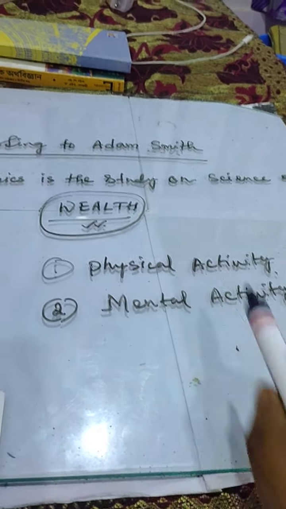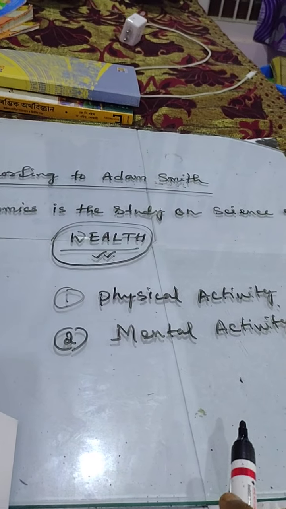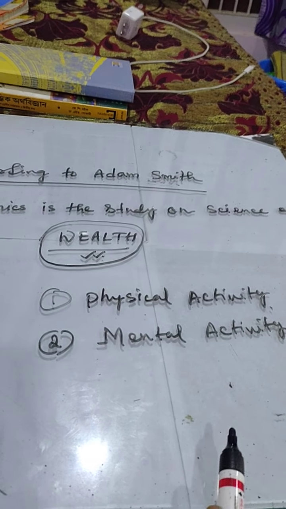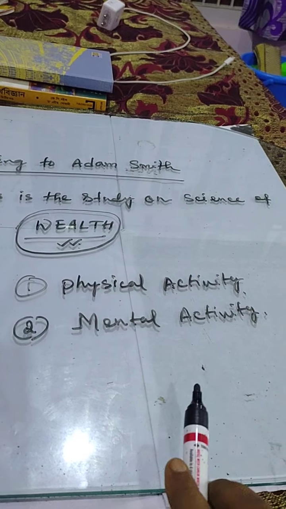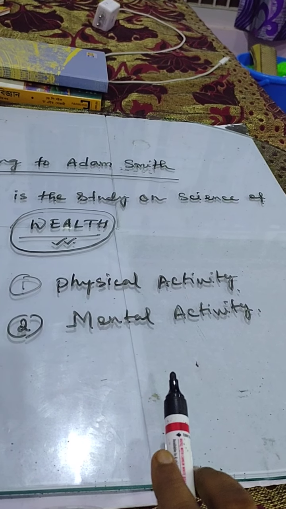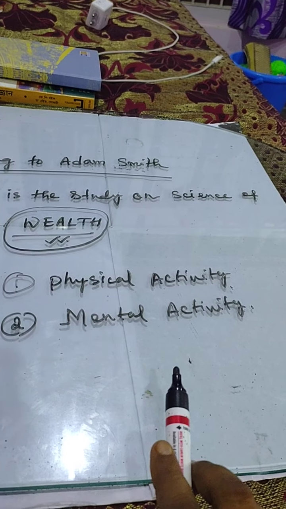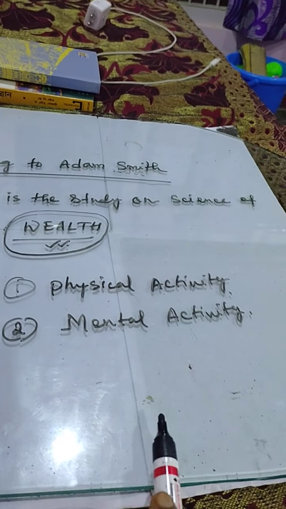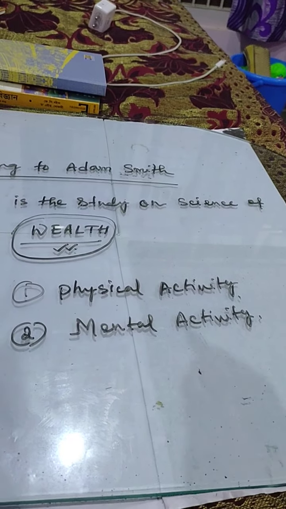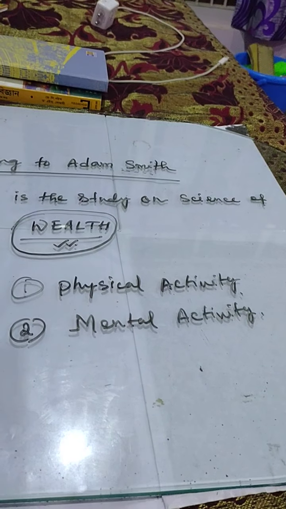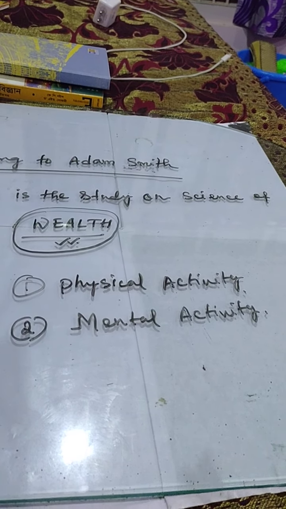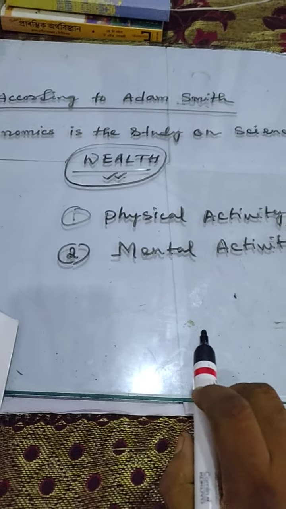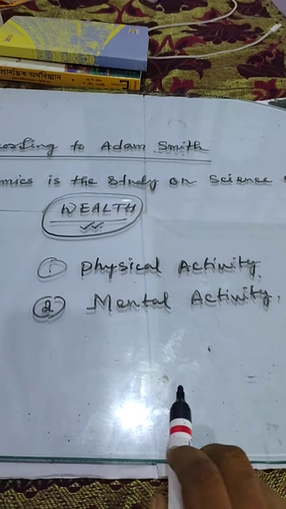So the main point of Adam Smith or the Smithian definition is wealth, that different people perform different kinds of activities like physical and mental activities to attain wealth. Our concentration is on wealth only, how to earn wealth in our daily life. Therefore, economics is considered as the science of wealth.